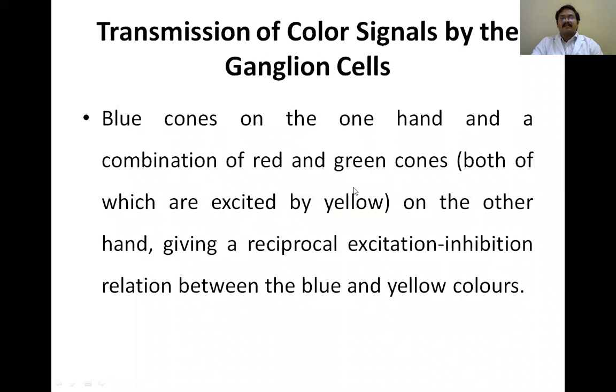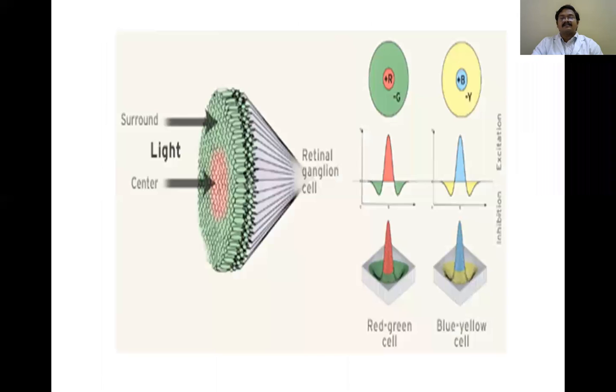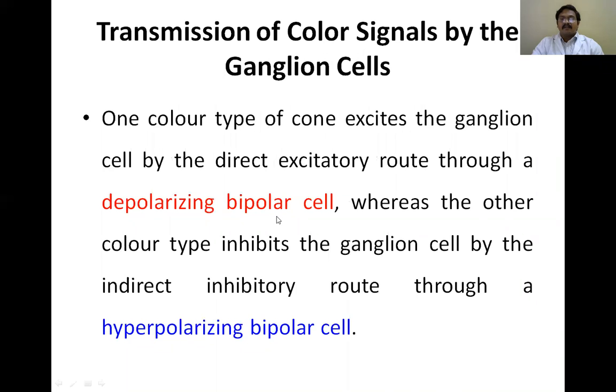The transmission of color signal by blue cones: on one hand, there is a combination of the red-green cones, both of which are excited by yellow. On the other hand, there is reciprocal excitation and inhibition in relation between the blue and yellow colors. This is the diagram. With this, we'll conclude today's class.